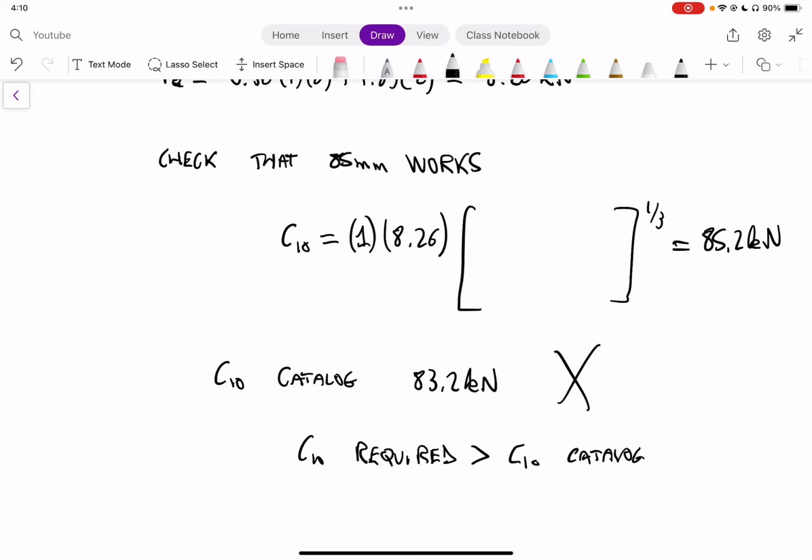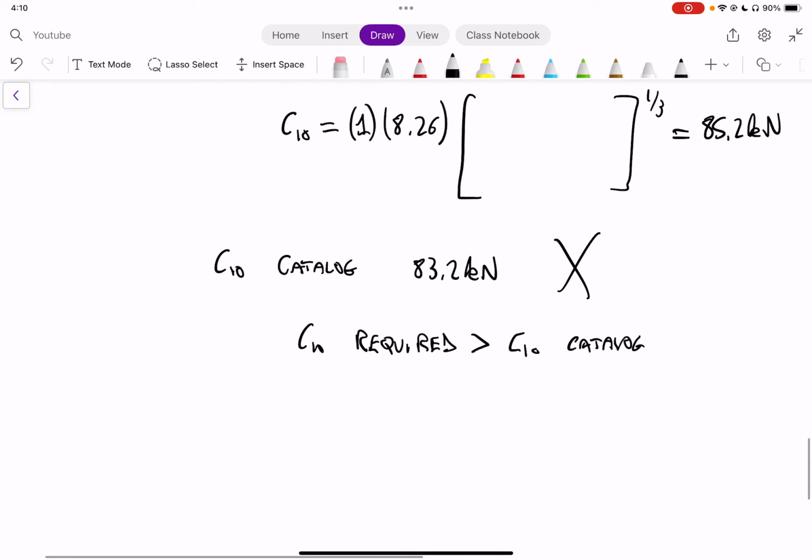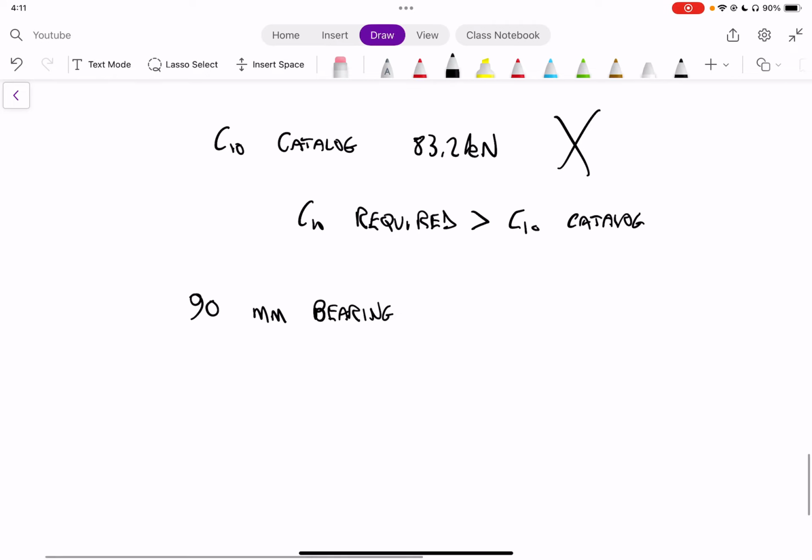So we're going to have to redo the problem and check that the next one up, or the 90 millimeter bearing, would work. And of course, what you could do is choose a bearing that's, for example, much higher than 90 millimeters and get away with the fact that it would work for any situation, but you're told in the question that you have to minimize the bearing size. Okay, so you have to make sure that you minimize the bearing size so that you're not over designing as well.